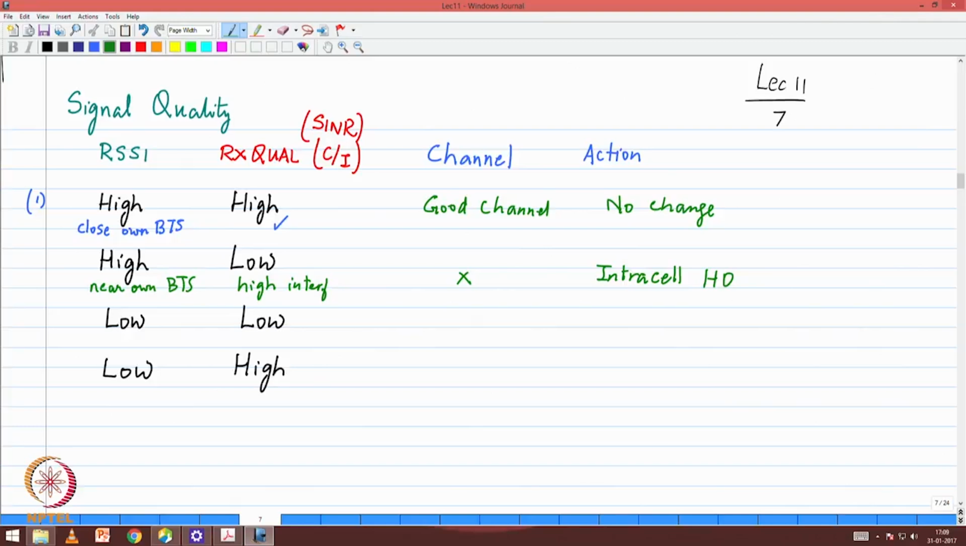Okay. Now let's move to the third case. The second case was a case where I am close to the base station, but I am seeing a lot of interference.